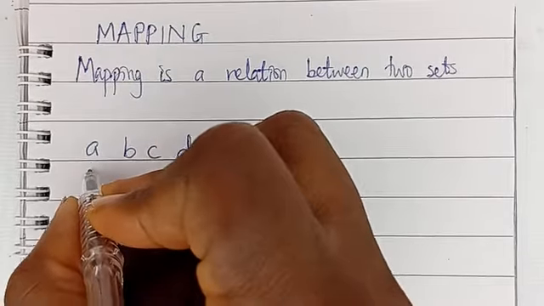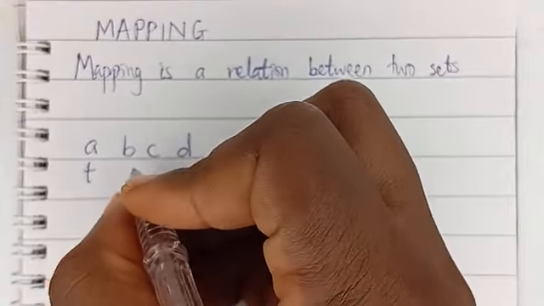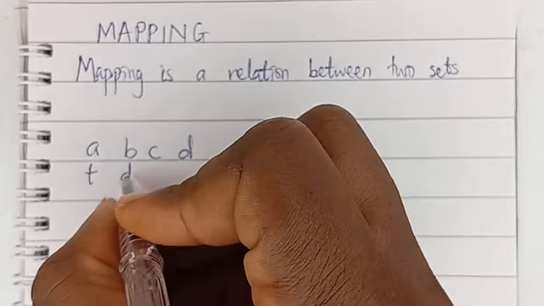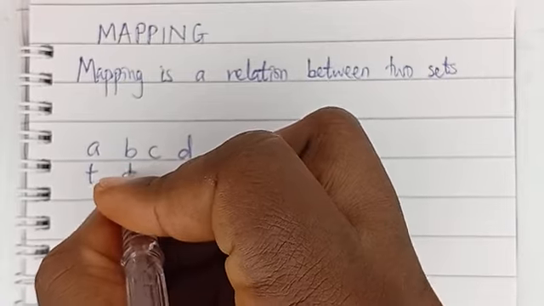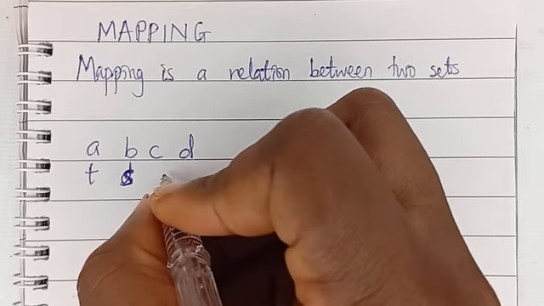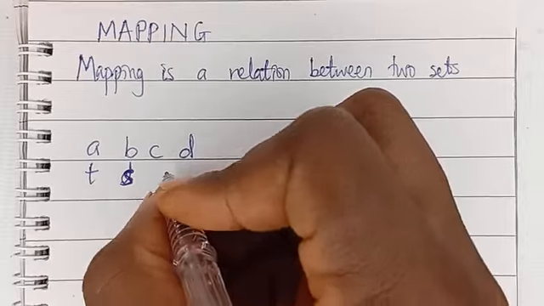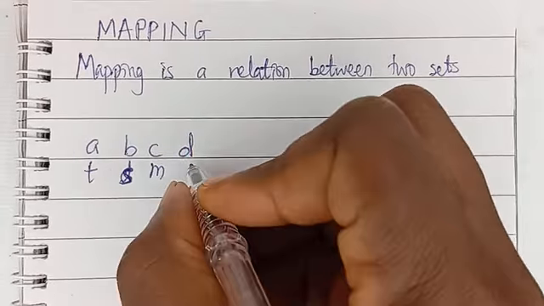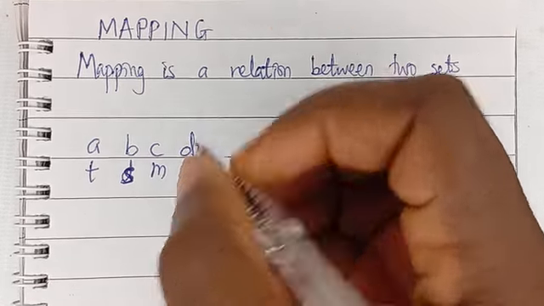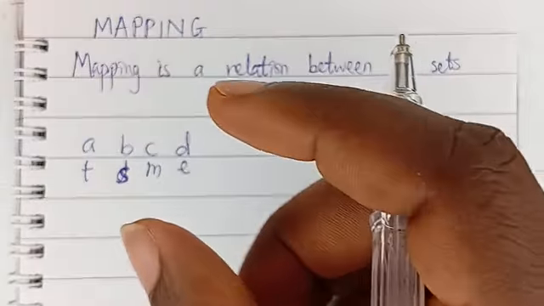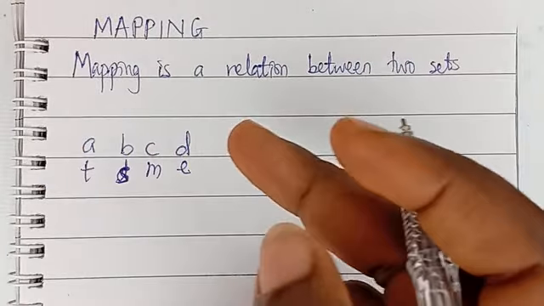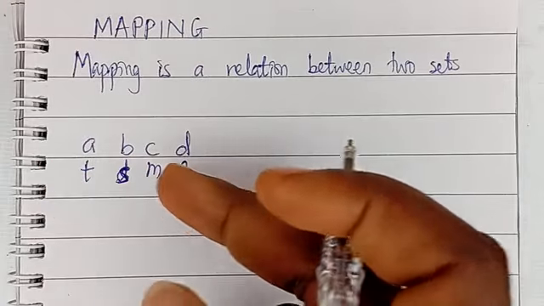Let's say A is a teacher, B is a driver. Okay, that's D. Let it not confuse us. So D works at a security outfit. So C might be, what again? A marketer. And then D might be working as an executive officer in an organization. Okay, so we can see that this is a mapping, the relationship between friends and what they do for a living.